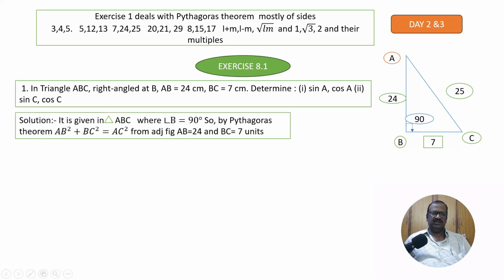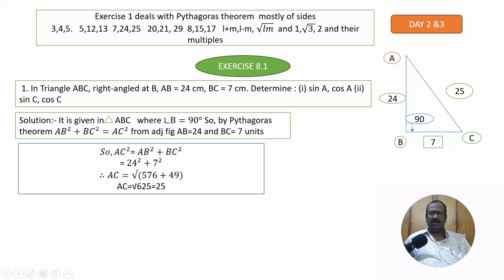You see the solution. It is given that in triangle ABC, angle B is equal to 90 degrees. Whenever it is a right angle triangle, by Pythagoras theorem, opposite square plus adjacent square is equal to hypotenuse square, or sometimes side square plus side square is equal to hypotenuse square. From the adjacent figure, we get AB is equal to 24, BC is equal to 7. We never announce which is opposite and which is adjacent, because opposite and adjacent depend upon the angles. For angle A the opposite is different, for angle C the opposite is different.